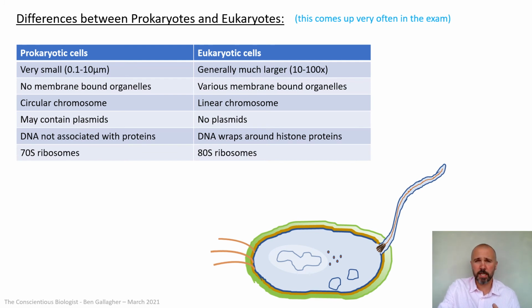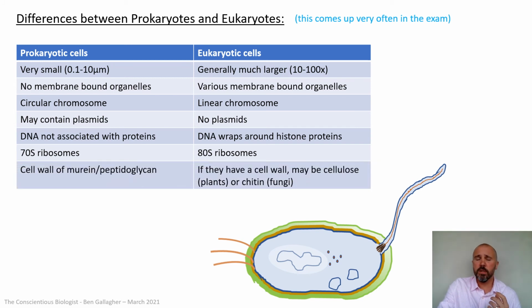There are smaller ribosomes in prokaryotes, 70 Svedberg units, as opposed to 80 S in eukaryotes. The cell wall is peptidoglycan or murein in prokaryotes, whereas eukaryotes either don't have one, like our cells in animal cells, or the material they're made from is different. So in plant cells, it's cellulose. In fungal cells, it's chitin. So it's more about the material that the cell wall is made of that's the difference here. It's not presence or absence of a cell wall. It's what that cell wall is made of.